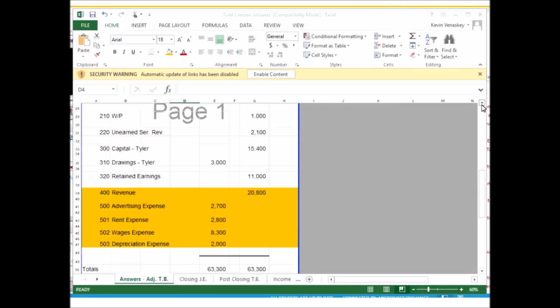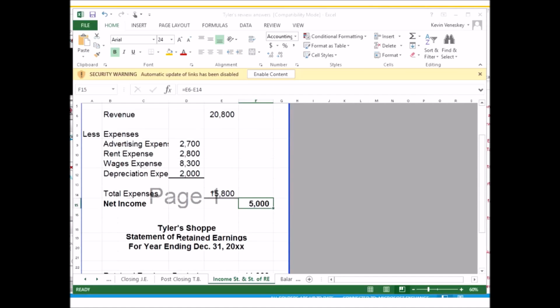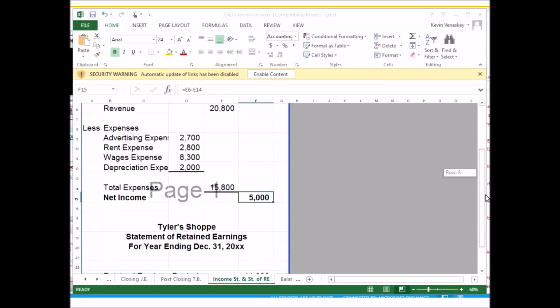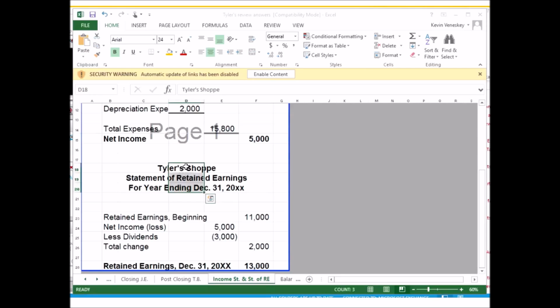And one of the things with the financial statements, they all have to interconnect. So the income statement will flow into the retained earnings, and then the retained earnings statement will flow into the balance sheet. So that's the next step I'm going to be doing, is I want to flow now my income statement, my final number, this 5,000, into the statement of retained earnings. So as you see, the first thing you always do is have your proper title, name of the company, what it is, and for the year ended December 31.